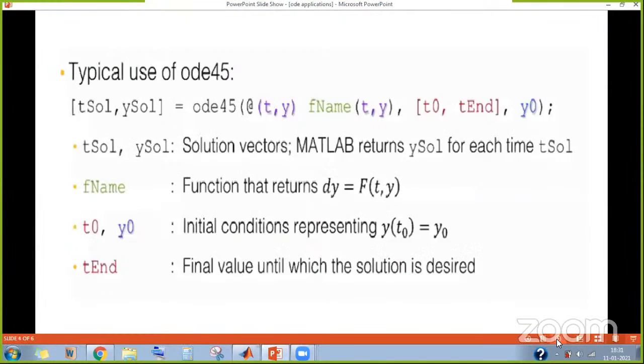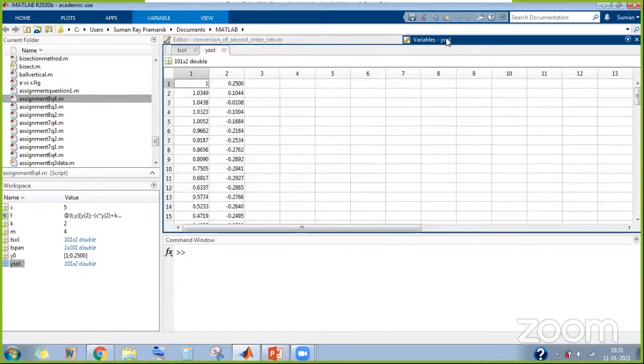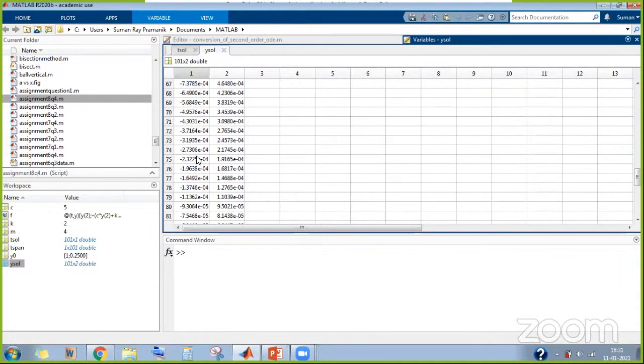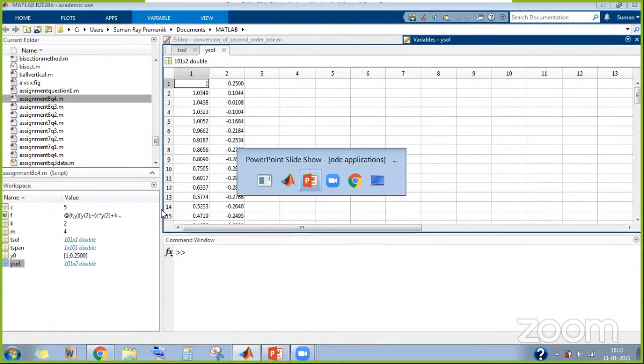Okay, so let's move ahead. Sir, similarly, that Y solution will be like a matrix. So Y1 will be displacement and Y2 will be velocity. Yes, see this. The first column is the displacement, starting from 1, and it's going as it should be, whatever the MATLAB function has solved. And the second column is giving me the velocity. Okay, thanks.